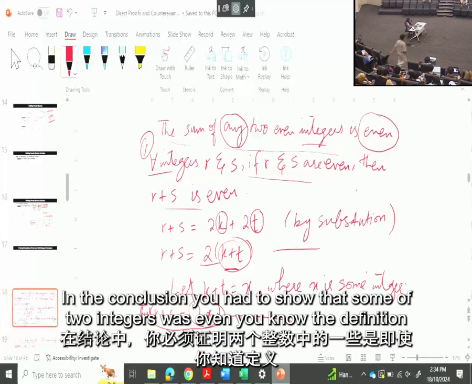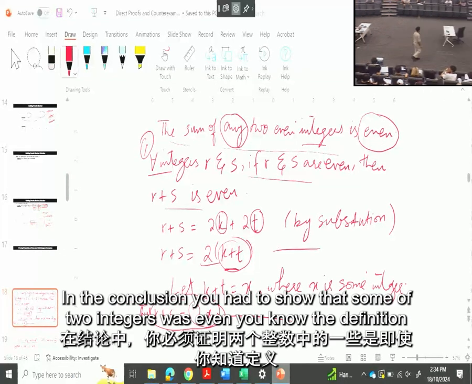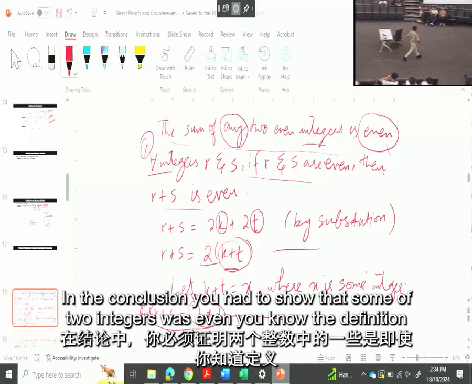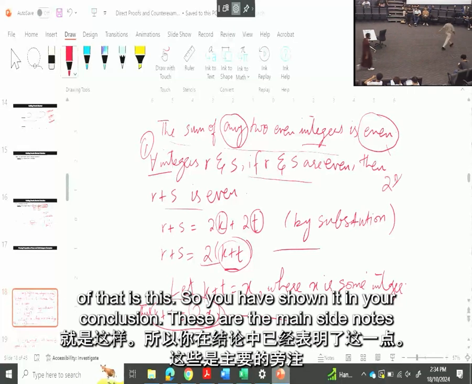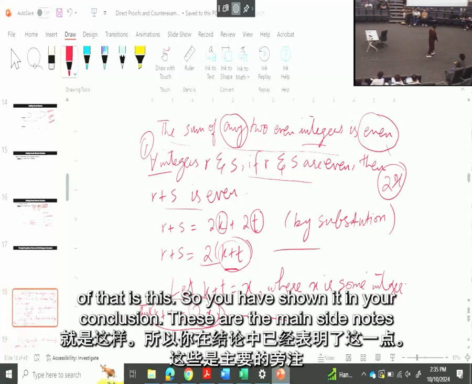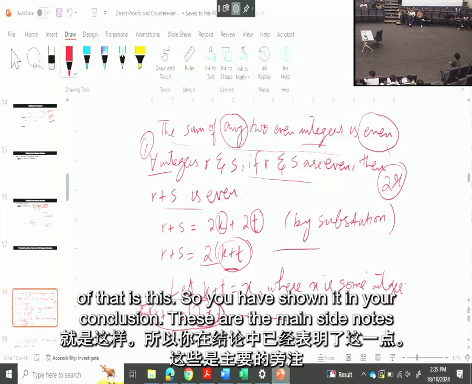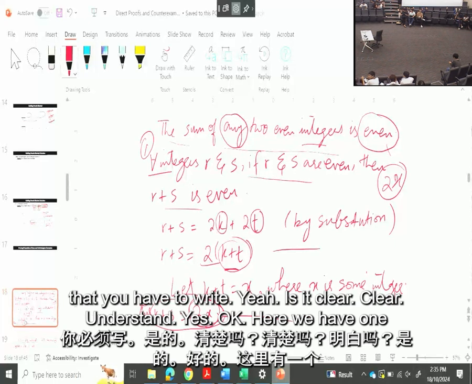Okay. So in the conclusion, you had to show that the sum of 2 integers was even. You know the definition of that is this. Okay. So you have shown it in your conclusion. Yeah, these are the main side notes that you have to write.